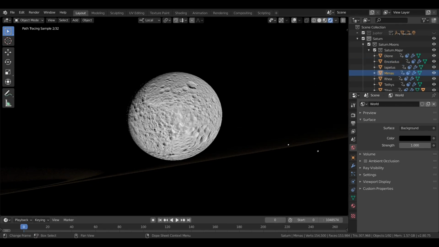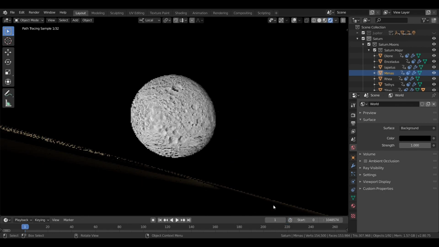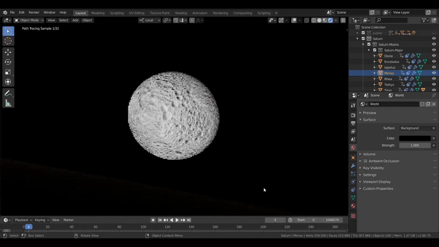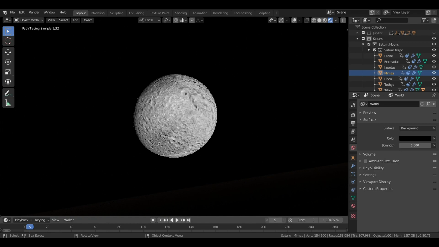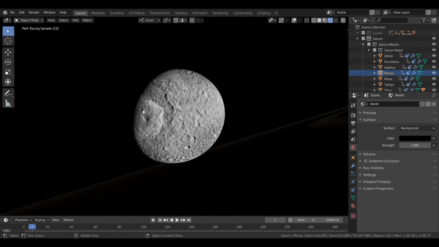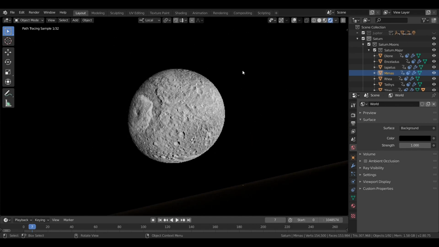And then there's Mimas at only 400 kilometers across. Now, Mimas is known for this large crater known as Herschel, which from some angles makes the moon resemble the Death Star. Which is purely coincidental since Star Wars was made a few years before the crater could even be seen.